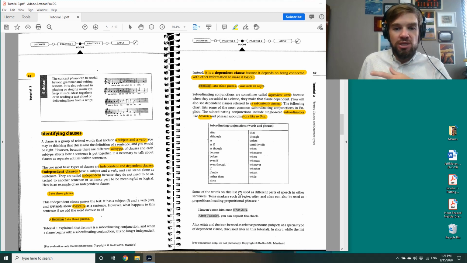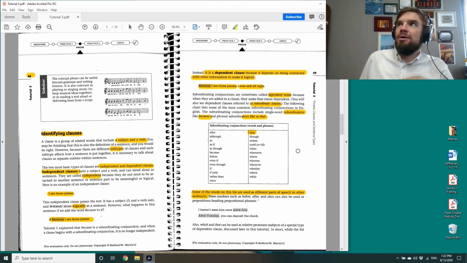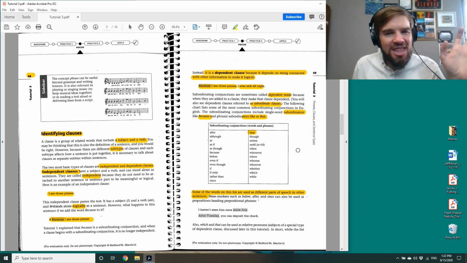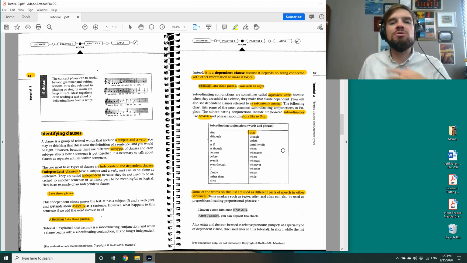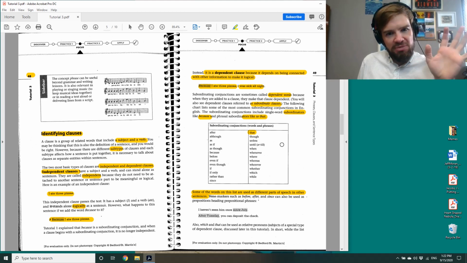Now, some of these words on the list are used as different parts of speech in other sentences. I'm just going to highlight this because remember, context is everything. Just because you see a common word here like that, that doesn't mean that that is always a subordinator. We talked about this and that a little bit, and we'll continue to talk about it more. All I want to say is you see this and that a lot. But just because you see the word that, it doesn't mean that it's always acting like a subordinator. Just keep that in mind.